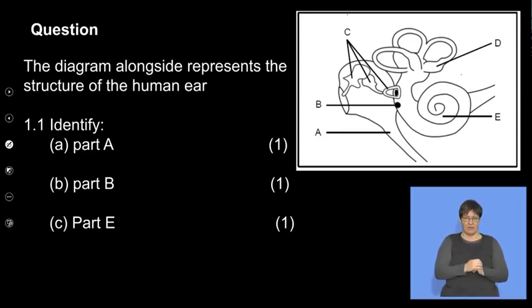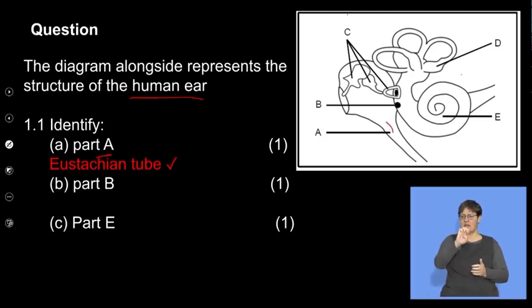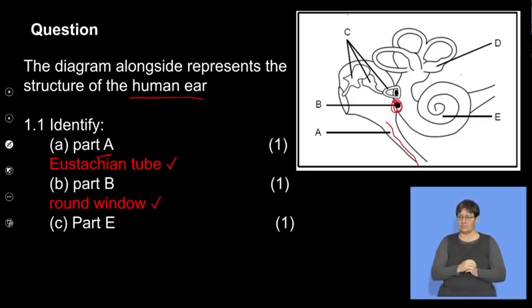It's the revision. Now, the diagram here represents the human ear. Then it says identify A. We go to A, we look at A, and because you know the structure, you already gave the answer. It's the Eustachian tube that goes down here. Then part B, we're talking about this part, and part B will be the round window. You can see it's round. Then part E, we're looking at part E here. This will be your cochlea.